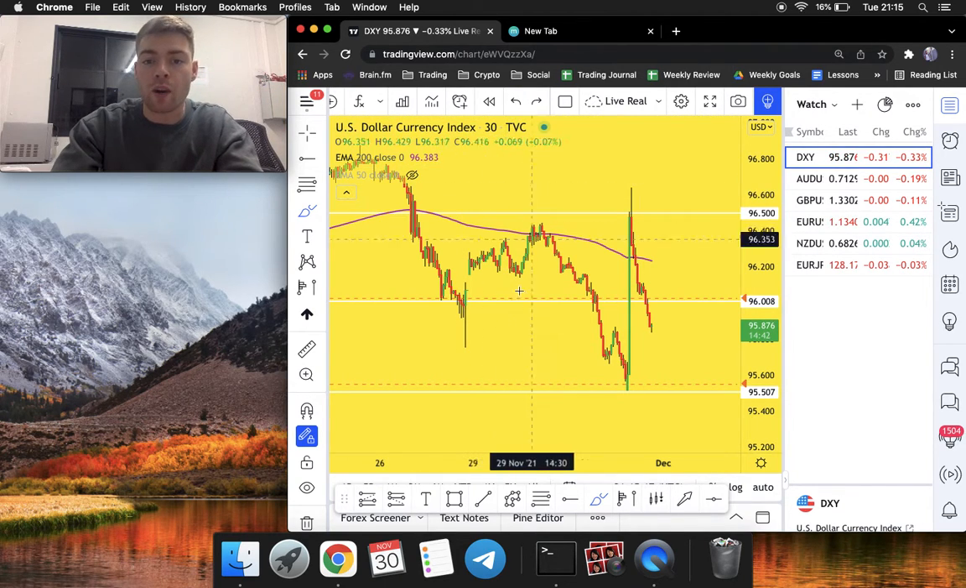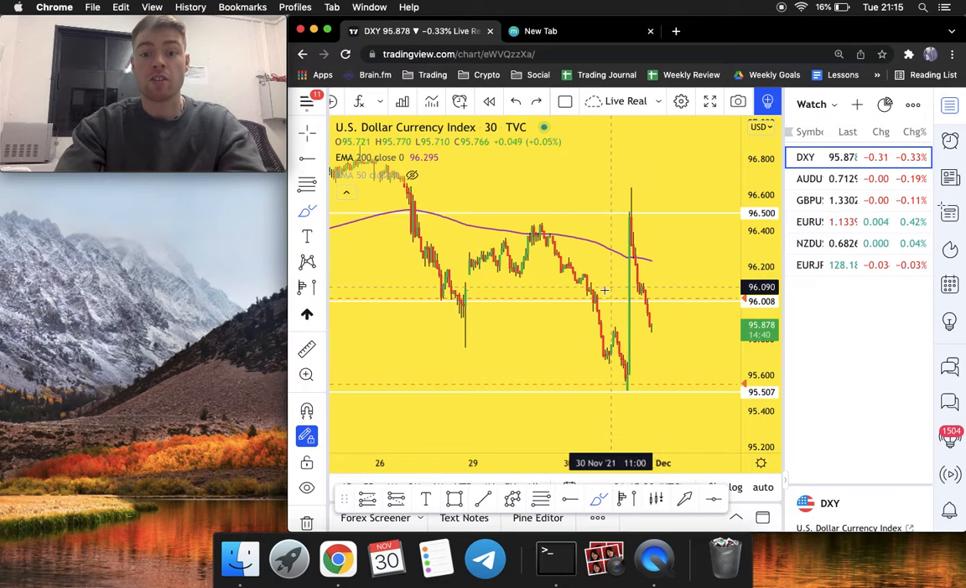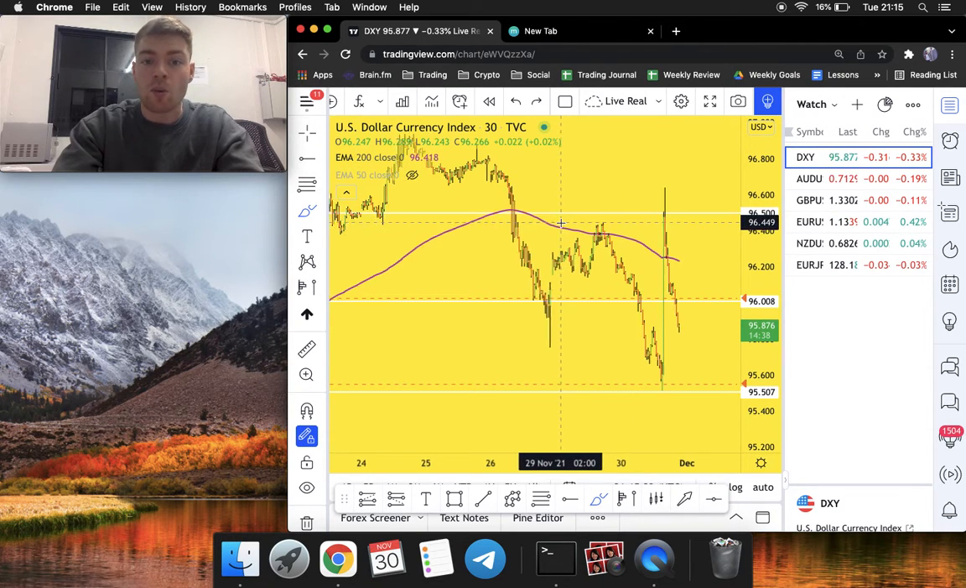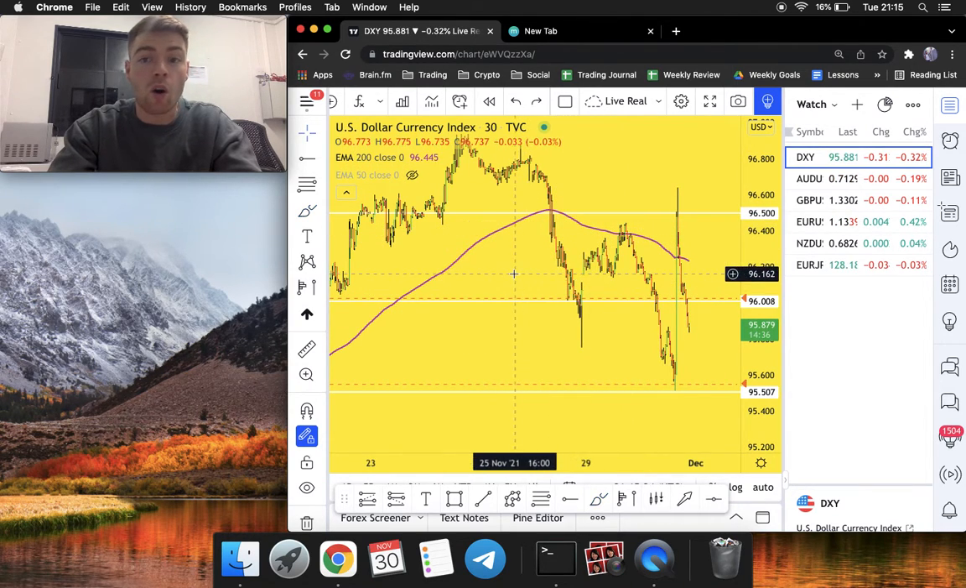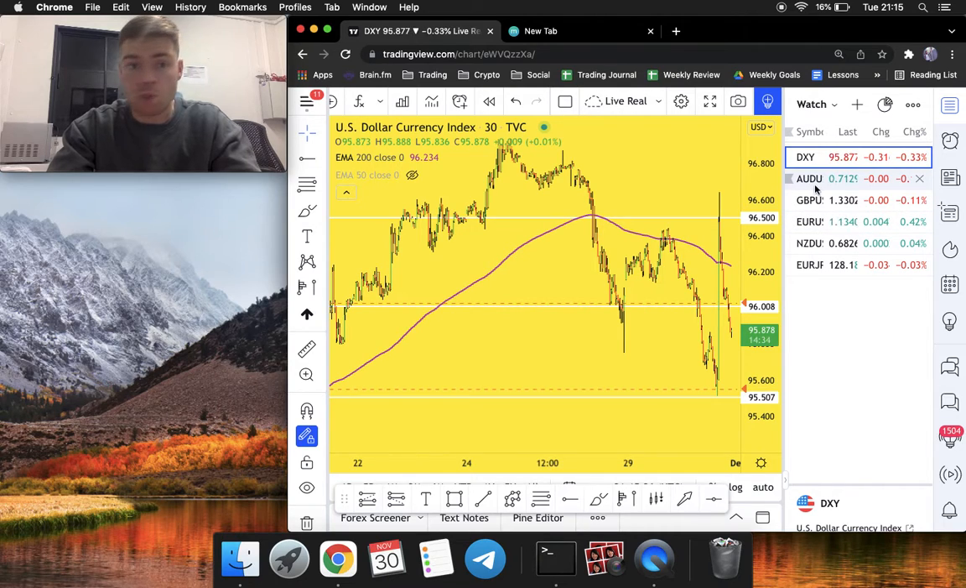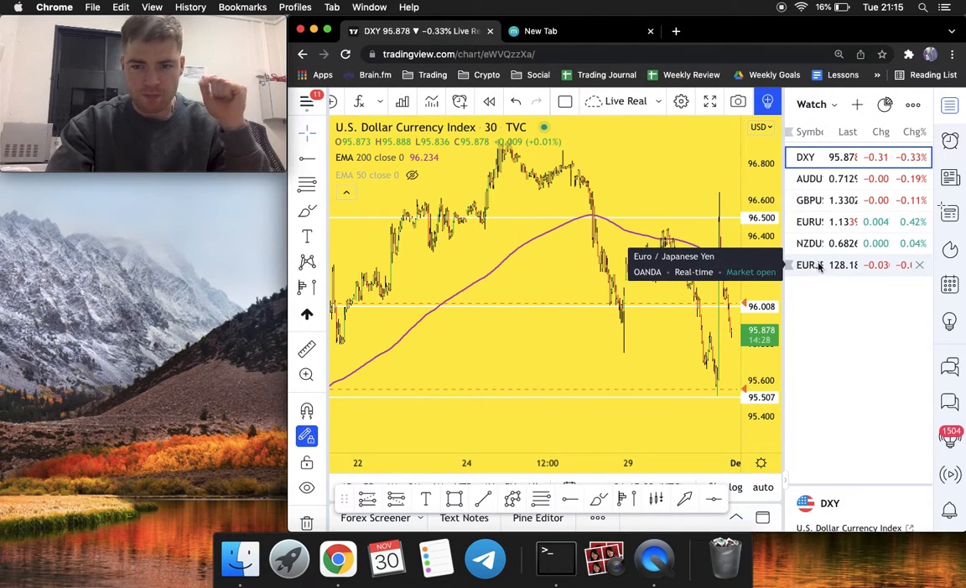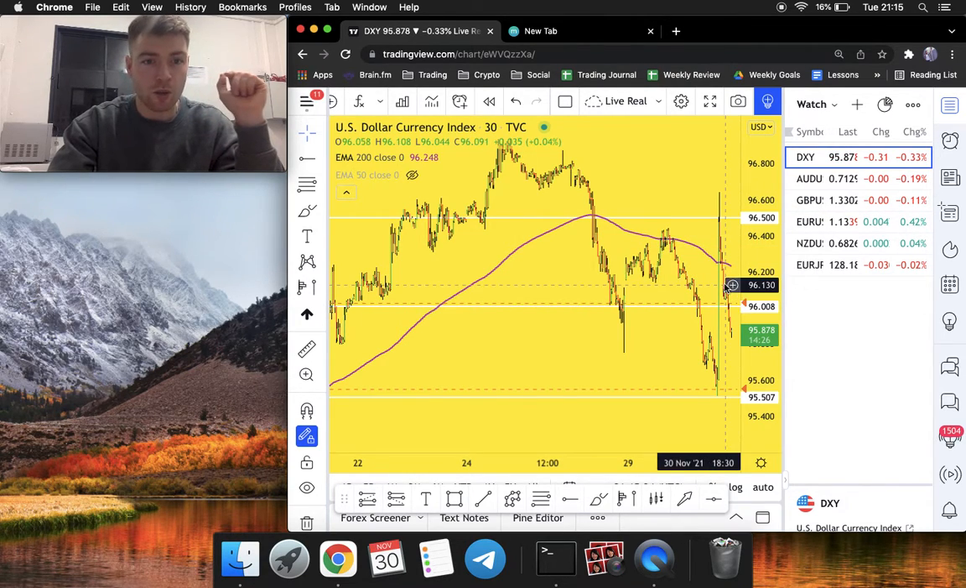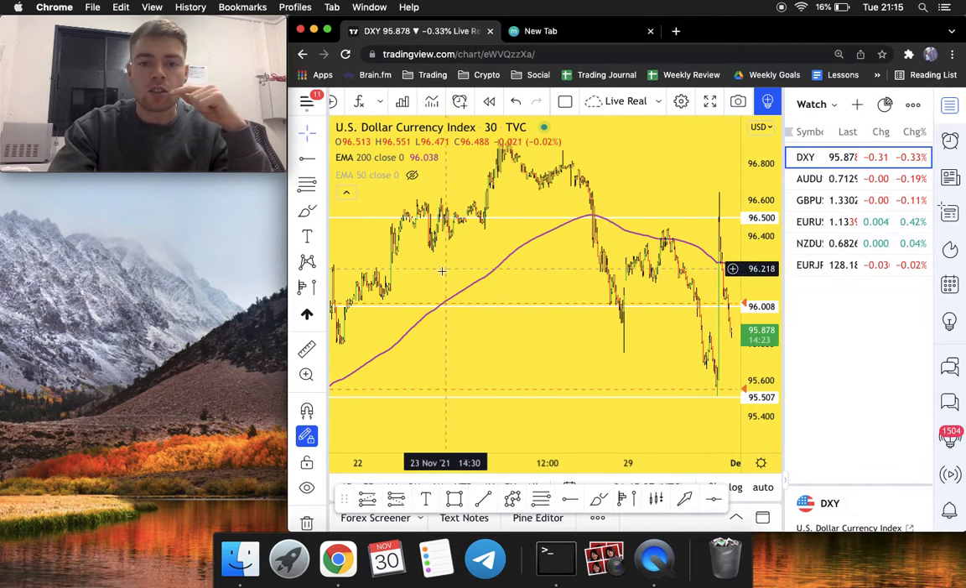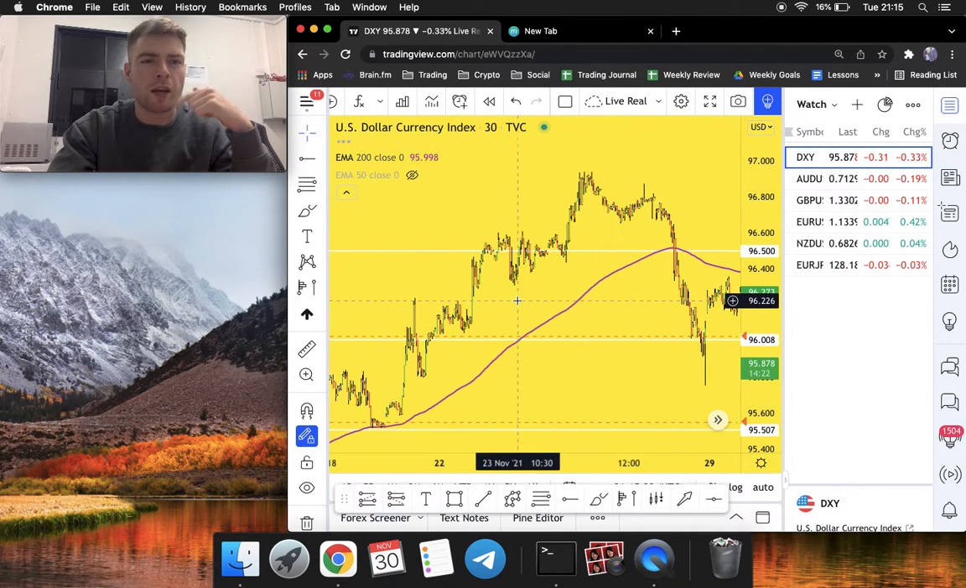And once you know if price is going to be bullish or bearish based on those key levels, then you can predict where price is going to go on your pairs, which for me is Aussie dollar, Euro dollar, Pound dollar, Kiwi dollar, and the last one, Euro yen, which moves pretty similar to these as well. So, like I said, just pay attention to these.